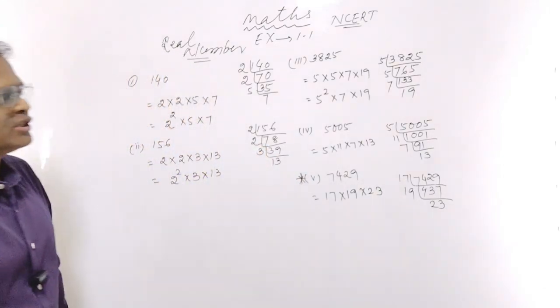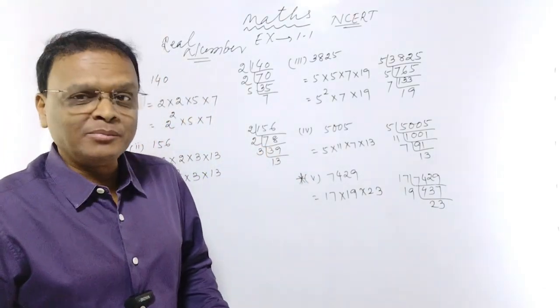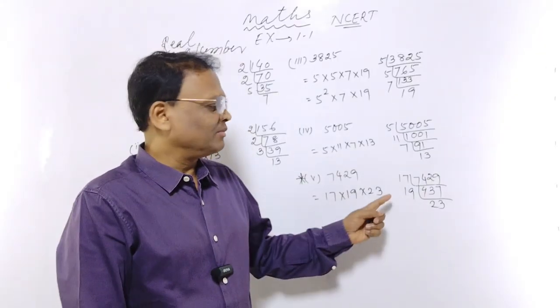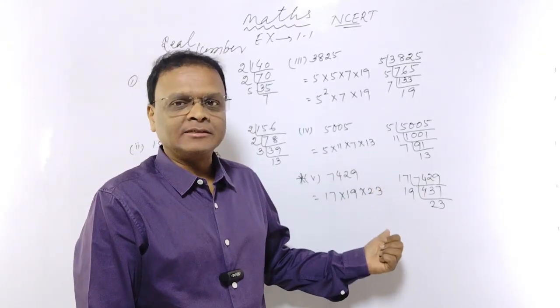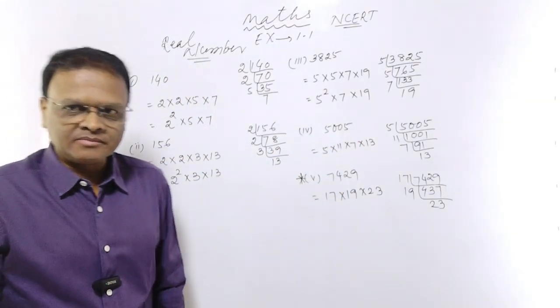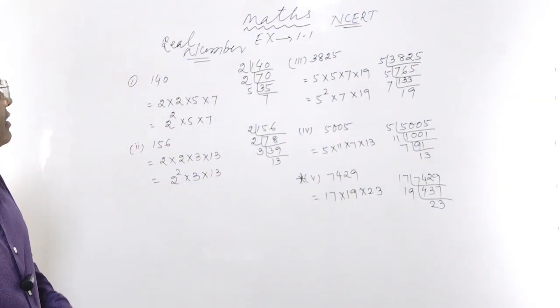If you get this kind of question, remember practice is required, or else all of a sudden you can't start with numbers like 17, 19. So these 5 questions are from question number 1. Understood? Okay, note it down.